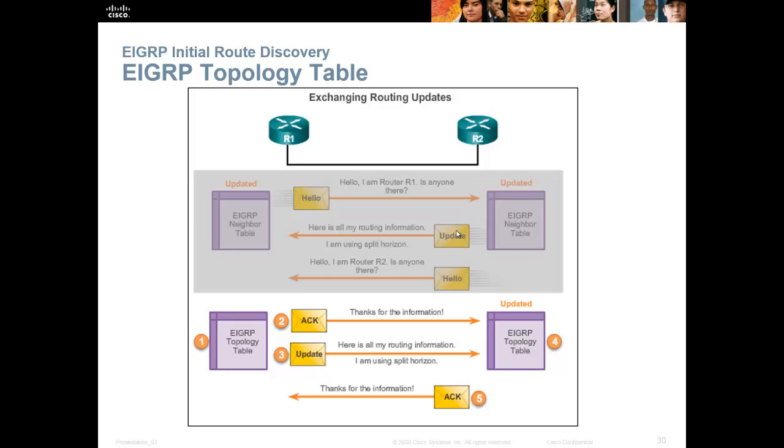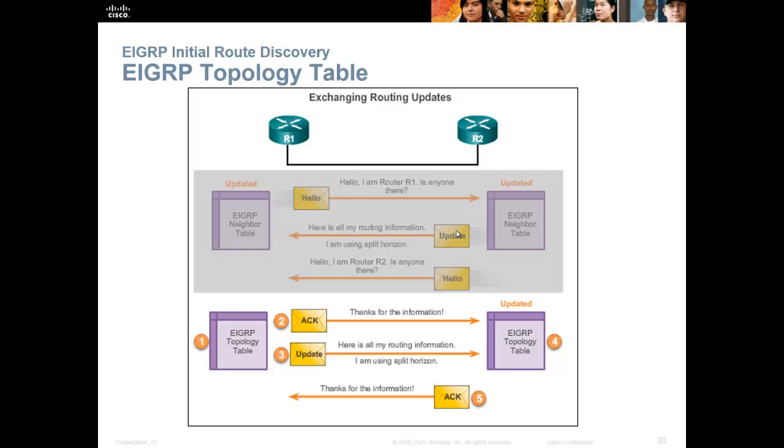Now, then they'll exchange other information, the way the topology table works. Hey, thanks for the information, so I'll acknowledge that. So they'll acknowledge the updates, and then they'll tell each other other information such as, hey, here's my autonomous system number, here's my hello timer, here's my dead timer, I'm sorry, my hold timer. And then, am I using split horizon? Remember we talked about split horizon.